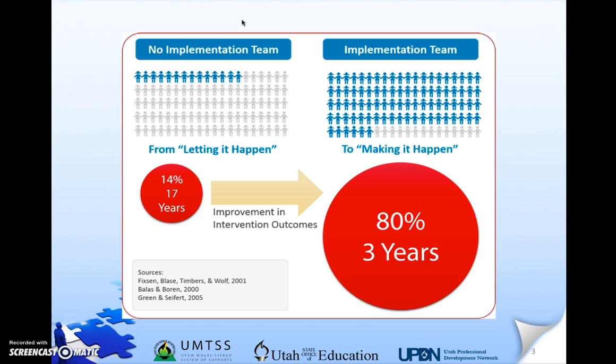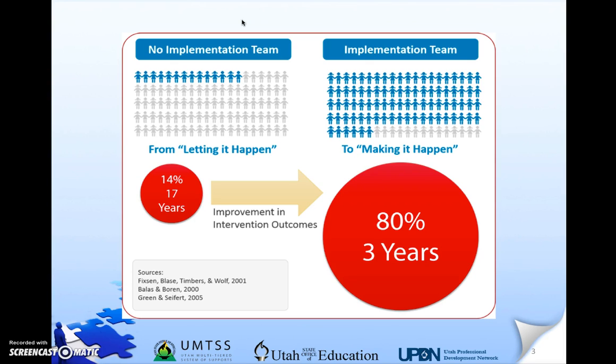The first question we should ask is, why do we need implementation teams? And I think this graphic gives as good a reason as any. The research from Fixsen et al. that we can see here indicates that when there is no implementation team, regardless of how effective or evidence-based a practice or innovation is, typically what we get is about 14% implementation, and it takes approximately 17 years to get there.